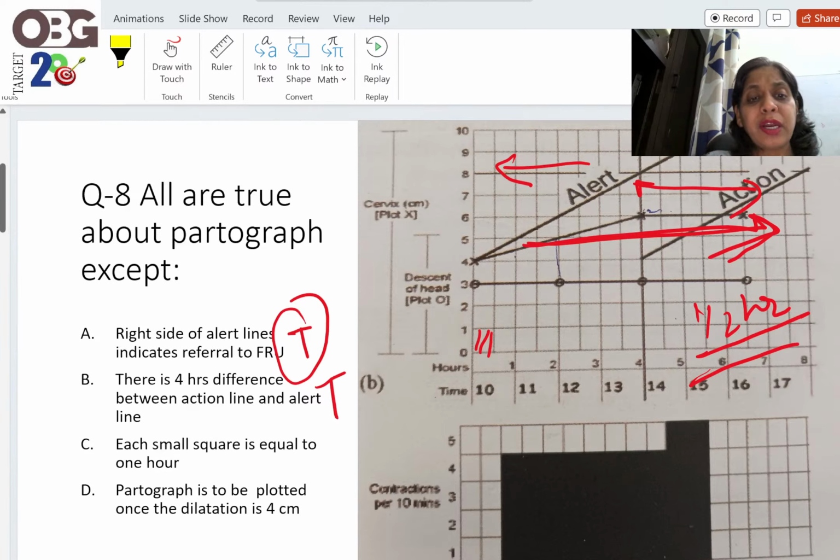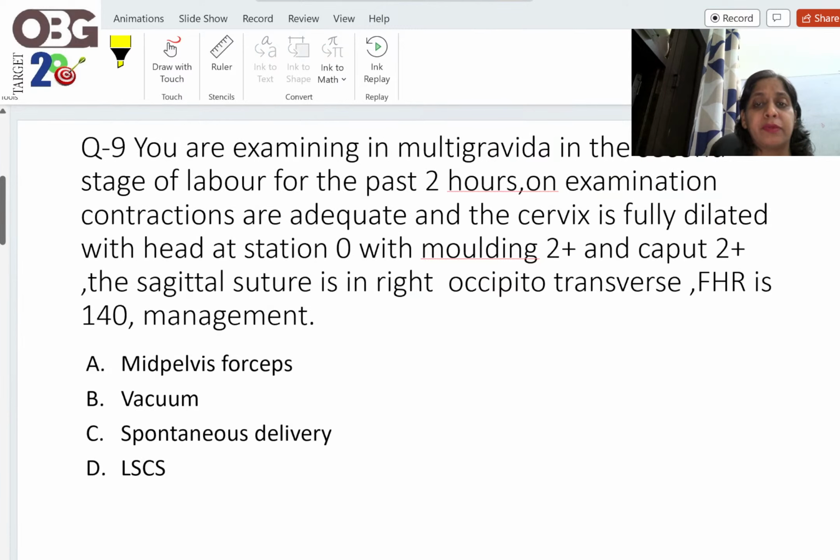Okay, partograph is to be plotted once the dilatation is 4 centimeter. Yes, partograph is to be plotted once the dilatation is 4 centimeter. As per new changes, active phase starts from 5 centimeter, but partograph starts only and only after 4 centimeters. So you are not going to get confused with this.